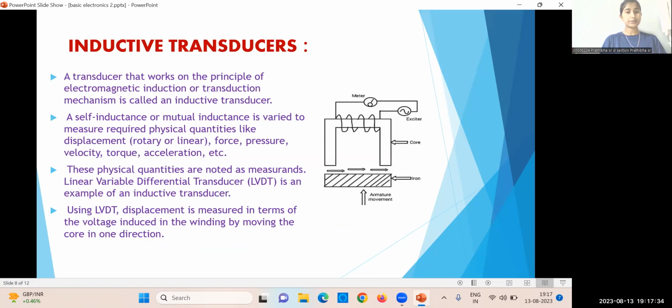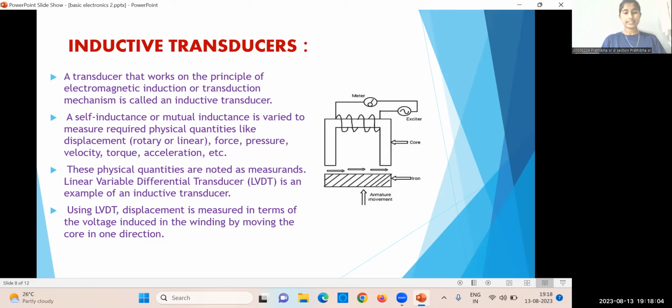Second one, inductive transducer. An inductive transducer works on the principle of electromagnetic induction, or the principle of transduction mechanism. A self-inductance or mutual inductance is varied to measure the required physical quantities like displacement, which may be rotary or linear, force, pressure, velocity, torque, acceleration, etc.